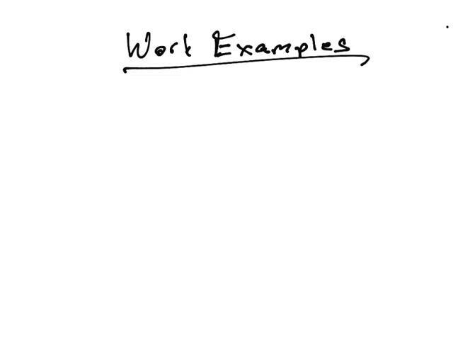Alrighty, so in this video I'm going to work out some example problems for work, which we learned last time. If you remember, work is force times distance, where this is a special type of multiplication called the dot product. Basically, when you multiply the force and the distance, you're always multiplying the parallel components. That is, how much of the force is in the same direction as the distance.